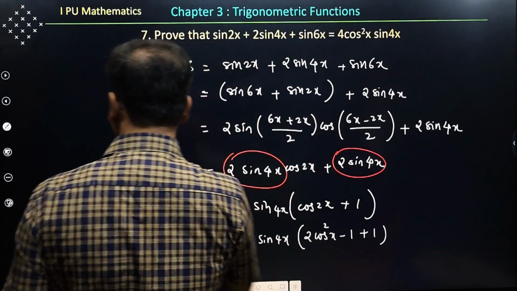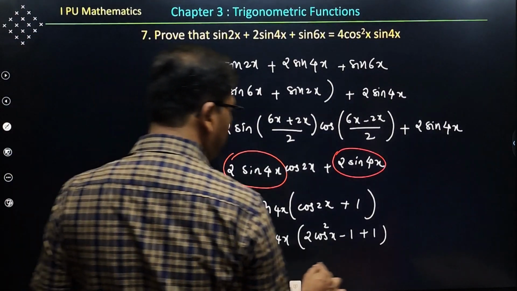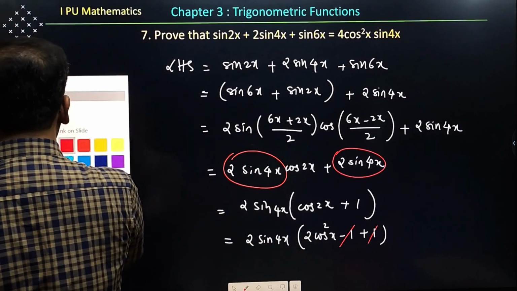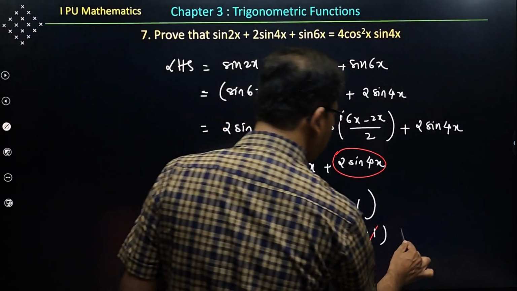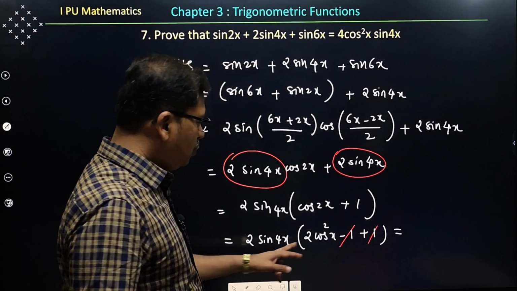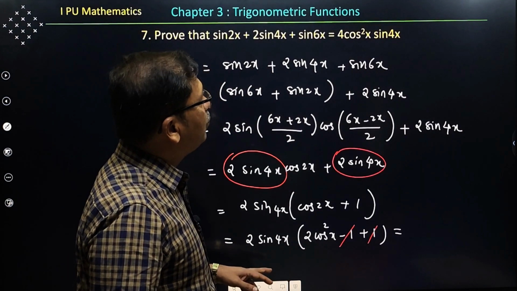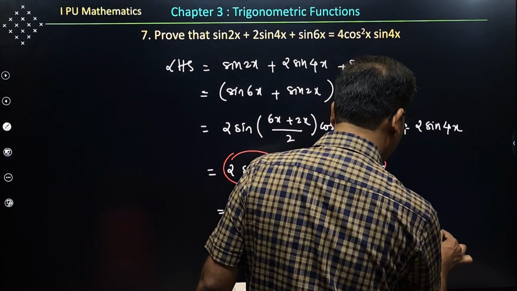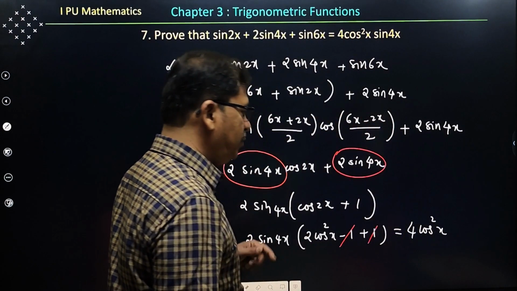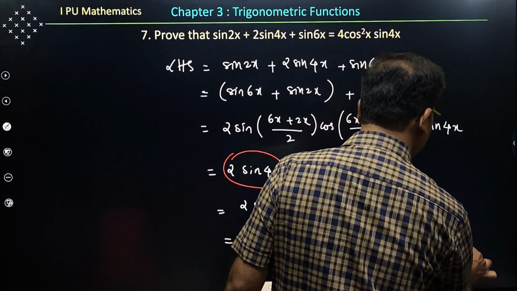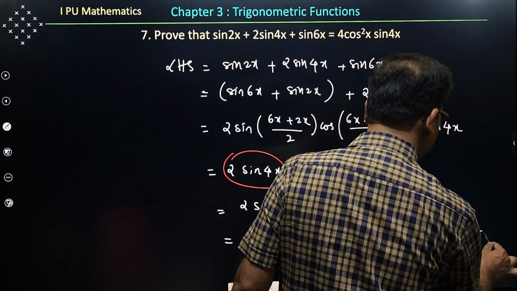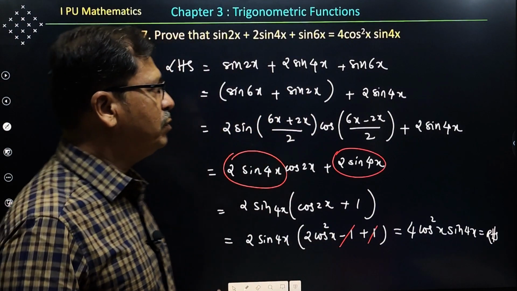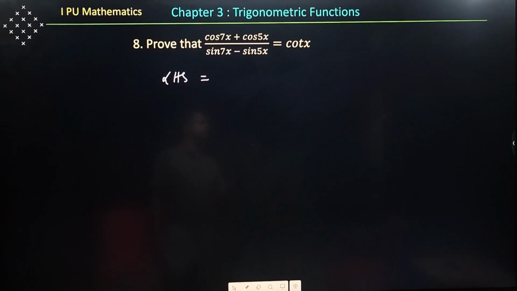Now what are you going to eliminate? Minus 1 plus 1 cancels. What remains? That you multiply, you will get the answer. This is equal to, see, 2 into 2 is 4. 4 we need, cos square x, 4 cos square x. Next, sin 4x is there, you write sin 4x. And this is our required right hand side. And this completes the solution for this example.